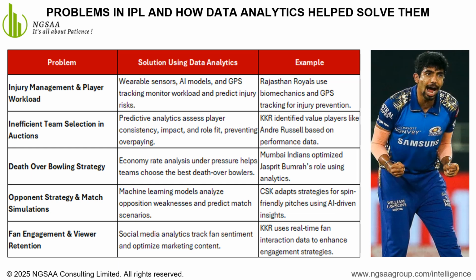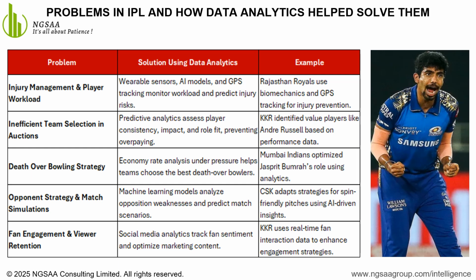Problems in IPL and how data analytics helped solve them. IPL teams face several strategic and operational challenges, but data analytics has provided effective solutions. Challenge: injury management and player workload. Solution: wearable sensors, AI models, and GPS tracking help monitor workload and predict injury risks. Example: Rajasthan Royals use biomechanics and GPS tracking for injury prevention. Challenge: inefficient team selection in auctions. Solution: predictive analytics assess player consistency, impact, and role fit. Example: KKR identified key players like Andre Russell based on performance data.